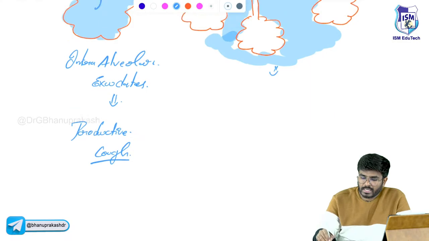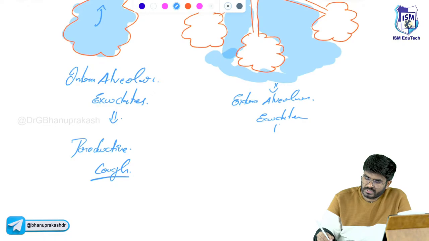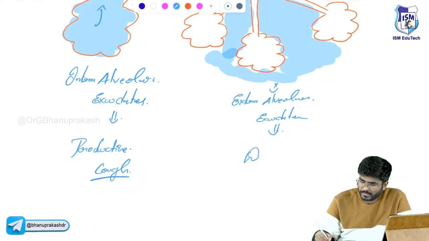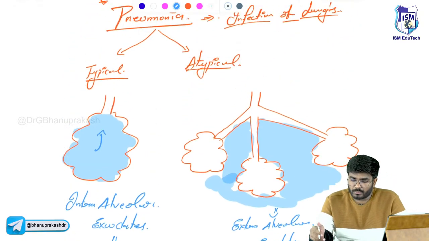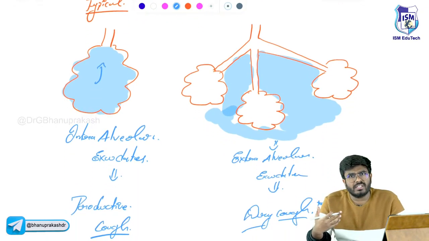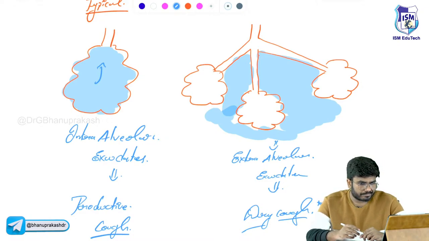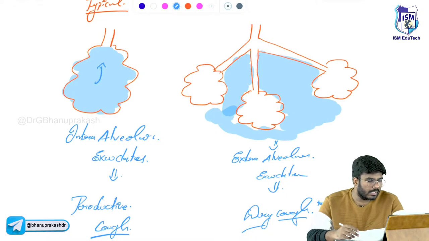But in atypical pneumonia, is it intra-alveolar exudates? No, there are extra-alveolar exudates. So, is there going to be productive cough? No, dry cough. It's not productive cough, it's a dry cough. If a virus is causing pneumonia, it's called atypical pneumonia. Now, COVID is an example of atypical pneumonia. COVID is a virus, it's causing infection to the lungs. In atypical pneumonia, if a patient is having COVID, he's going to have dry cough. The patient is coughing, but sputum is not coming. So, this is the point which I want you to know: extra-alveolar exudates are seen in atypical pneumonia.